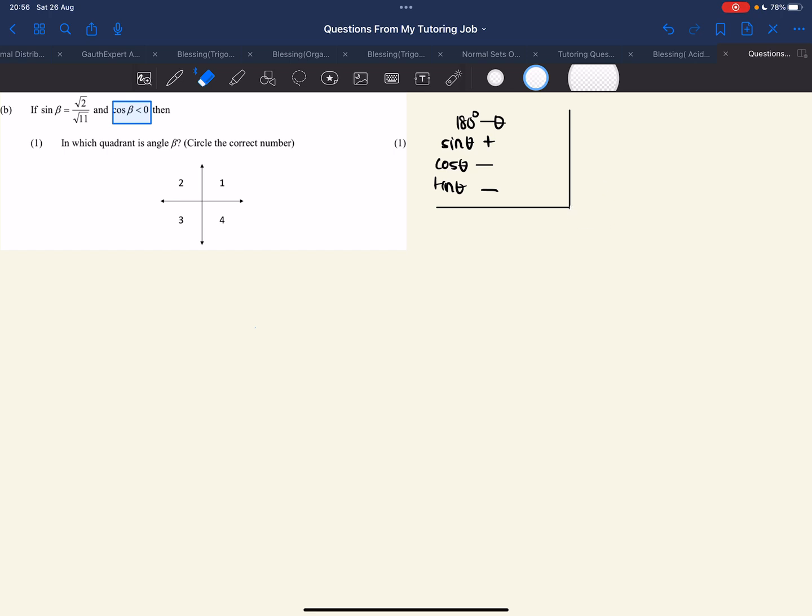All right, so the answer to this question, where they say circle the correct answer, is basically going to be quadrant 2. I hope that is understood and you can understand the analogy to the question.